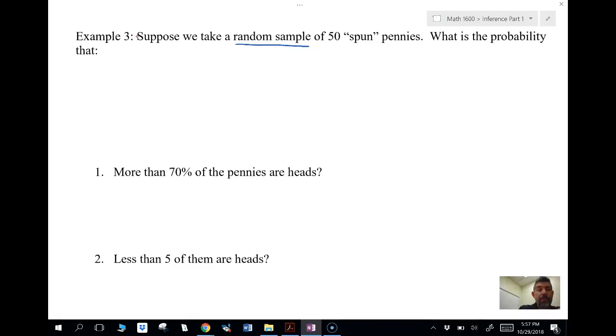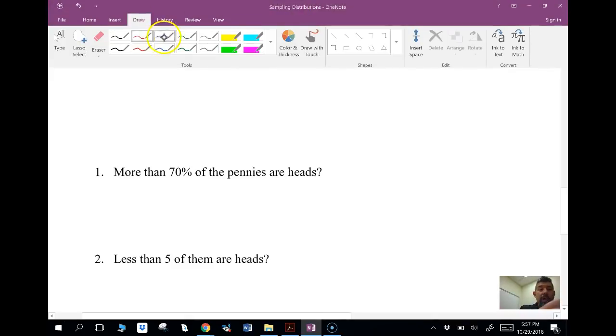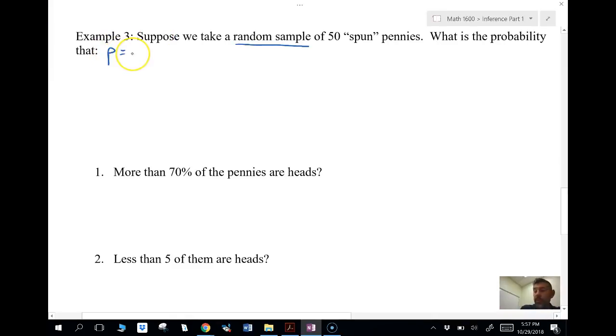First thing I'm going to do is label p. P is my probability of success, or my population proportion. It's the proportion that we expect to happen, so 50% is what we expect: 50% heads, 50% tails. Q is the probability of failure, so in this case 50%. And n is my sample size. I'm going to spin 50 pennies.